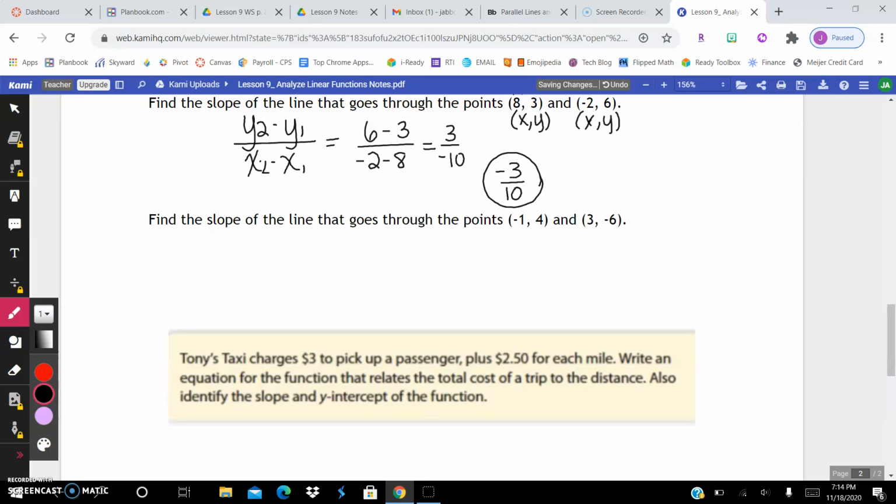All right, and then one more. We're going to do the same thing. Y out of the second point would be negative 6. Minus y out of the first point would be 4.